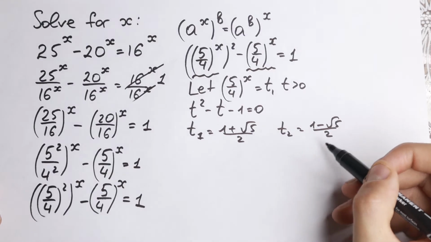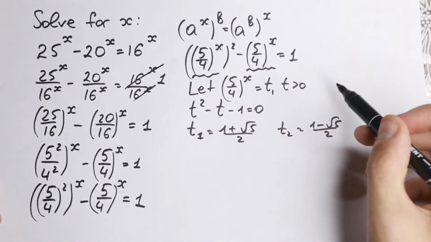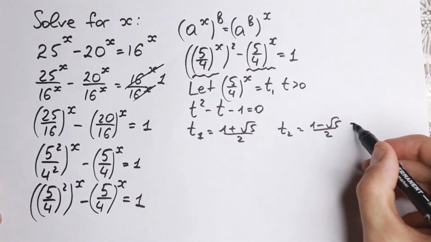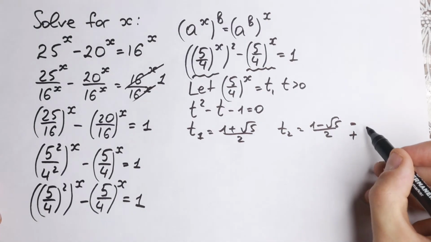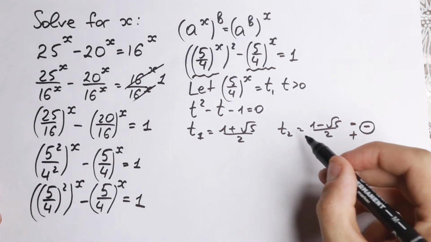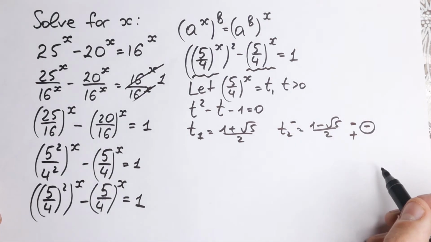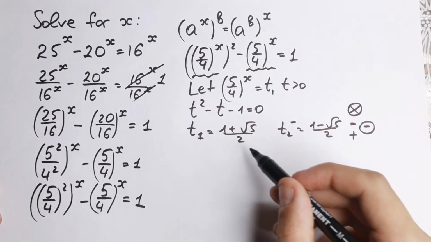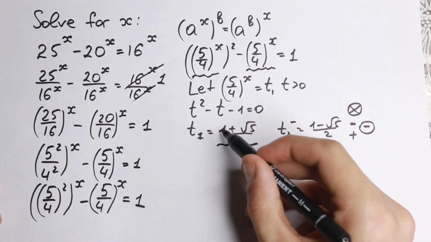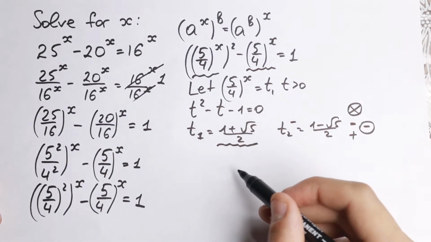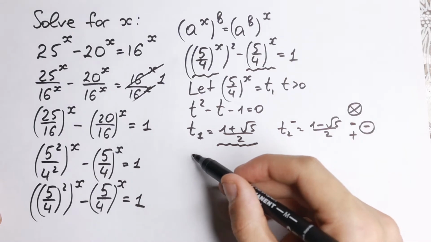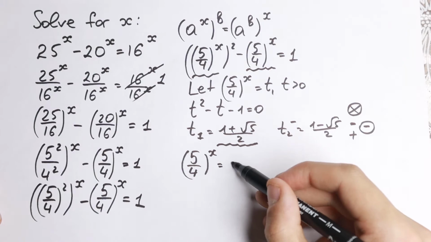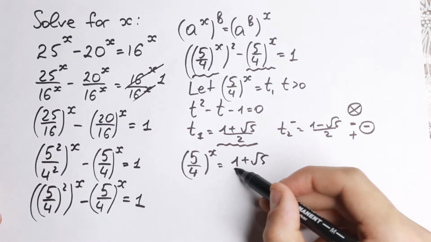But before solving this quadratic equation, we wrote that t is greater than 0. But right here, 1 minus square root of 5 is negative. And if we divide it by positive 2, we'll have a negative expression. So t second is negative, and we reject this negative root. So let's work only with the positive. So we have this t, and we had the substitution, 5 fourths to the power x equal to t. So 5 fourths to the x equal to 1 plus square root of 5 over 2.